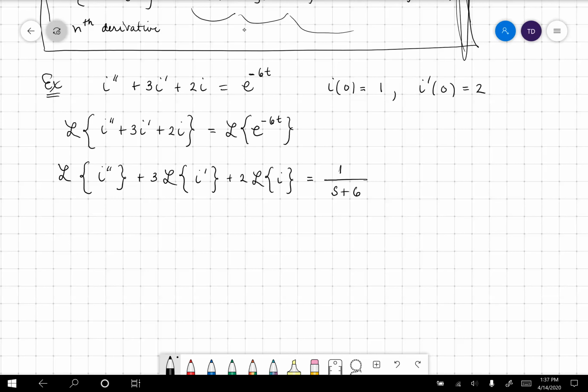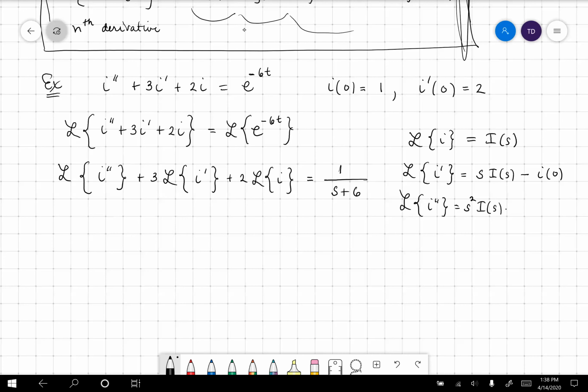i is a function and we don't know it, but we do know the following. We know the Laplace transform of i, don't forget this, the Laplace transform of i is I of s. So we're going to put it in there. What's the Laplace transform of i prime? Well, it's equal to s I of s minus i at 0. What's the Laplace transform of i double prime? It's equal to s squared I of s, minus s i at 0, minus i prime at 0. Oh my goodness, let's put that all in there.